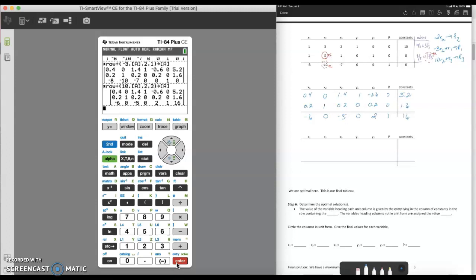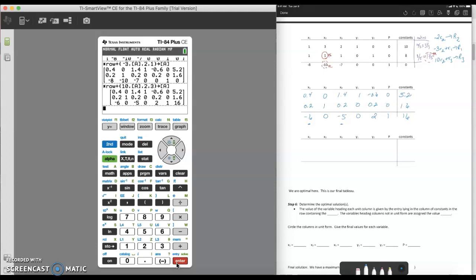Okay, so remember, in order to be optimal, all of your entries below that line and to the left have to be positive. So we're not all positive here. We've got 2 negatives still. So we know that we're not optimal. So we have to start this iteration process again.